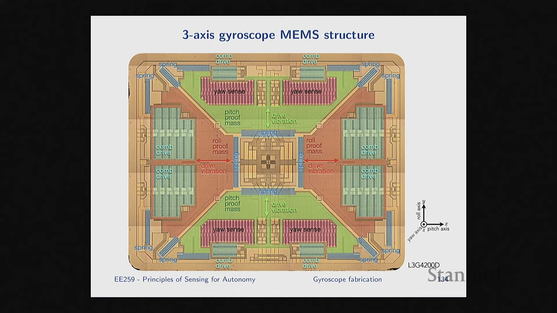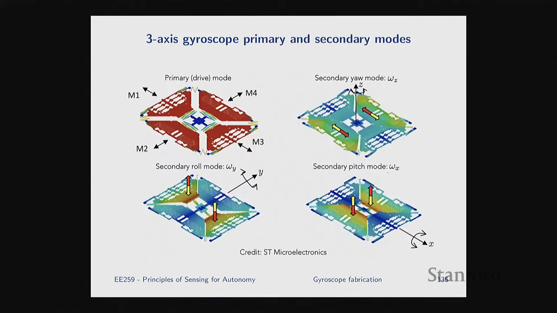One thing to note, I think I forgot to put it down here: what is called the pitch proof mass is for pitch and yaw. So these two green masses, with their movement, enable the device to sense both pitch and yaw. And then you have your roll, you have your comb drives. There's a bunch of springs, of course, because these masses need to vibrate. And then you have your sense plates.